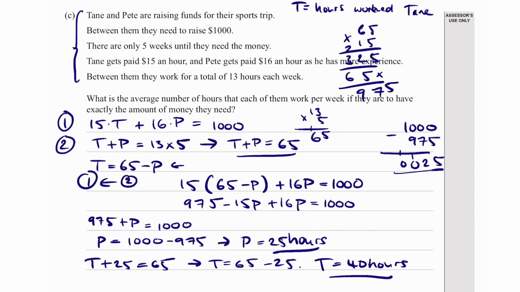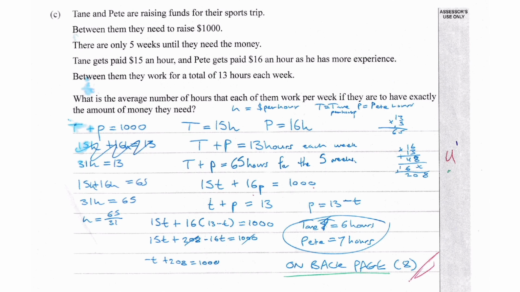Cool, so if you're able to solve for P and T, you would get an excellence. If you're able to find the number, maybe of Pete or Tane, you would get a merit. Or if you're able to establish the equations, you would get an achieved. For this part, I end up getting an achieved.